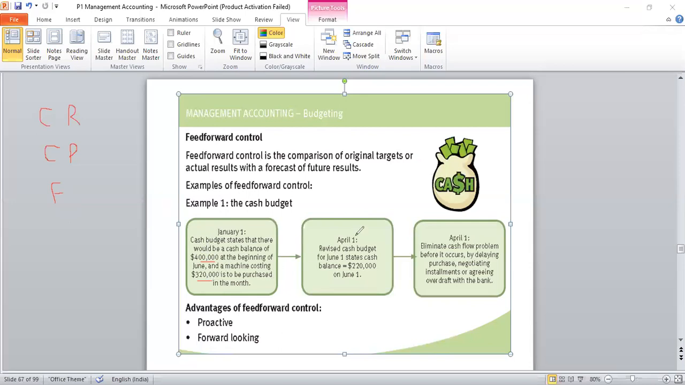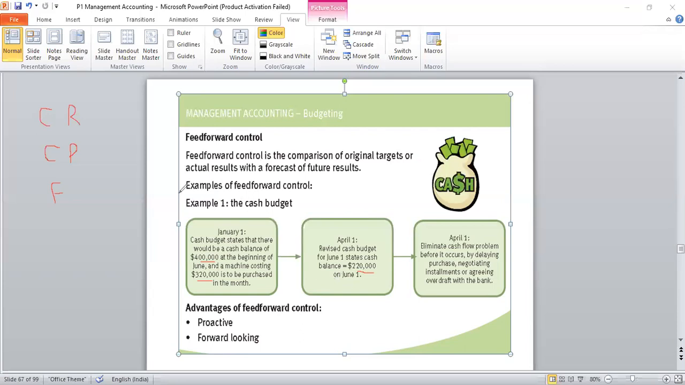Then on April 1, they are revising the cash budget. The revised cash budget for June 1 states the cash balance would be 220,000. So there is a difference here. The cash balance was expected to be 400,000 at the beginning, but maybe because something happened during that period, their cash balance as on June 1 now stands at 220,000. So quickly they can take measures to arrange for whatever deficit arises.